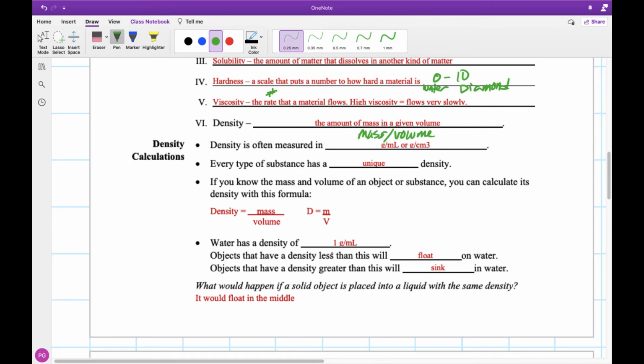For example, water has a density of 1 gram per milliliter. This is the same as 1 gram per centimeter cubed. Milliliter and centimeter cubed mean the same thing. If you have a density that's less than this, something that's less dense like foam, it will float on water. If it has a bigger density, something like metal, it's going to sink. And if we have an object that has the same density, it's going to float in the middle.